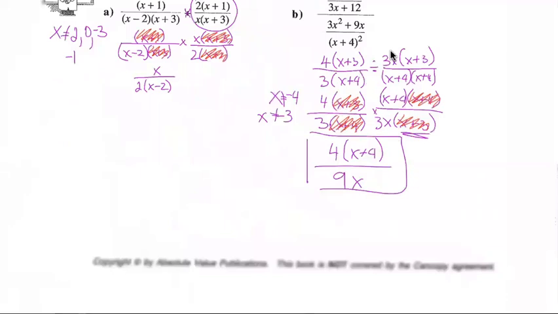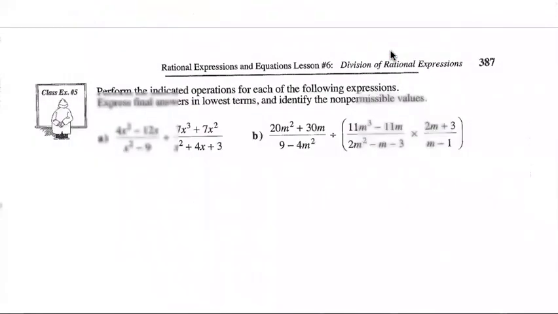Okay, now we get into some fun stuff. Look at that. Example 5. Perform the indicated operations for each of the following expressions. Express your final answer in lowest terms and identify non-permissibles. So remember, we can only get non-permissibles after everything's factored.